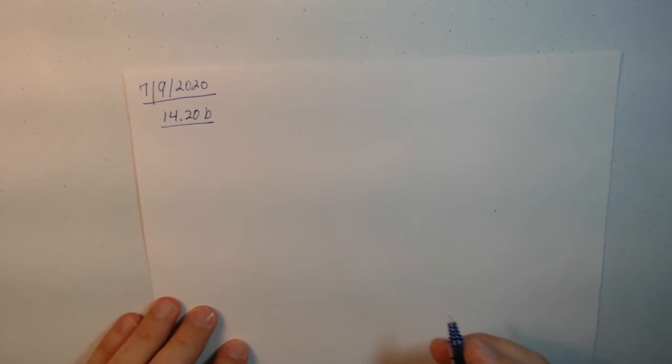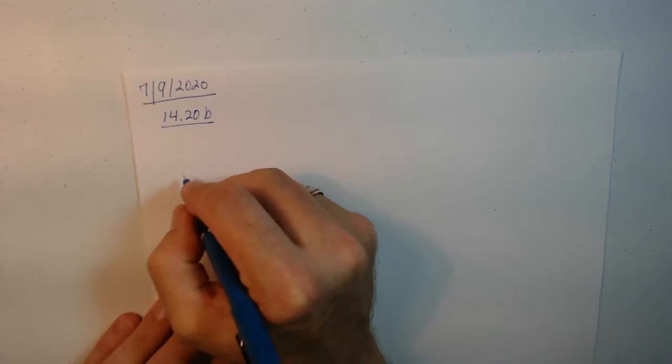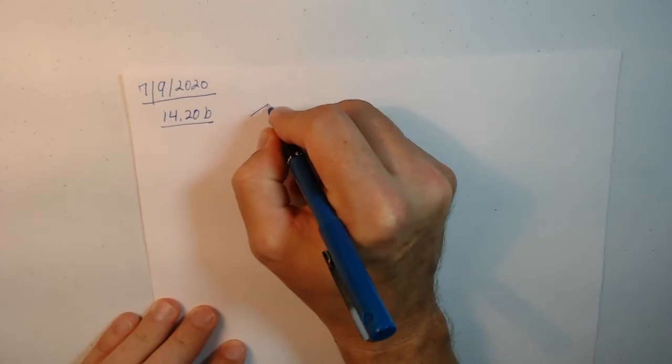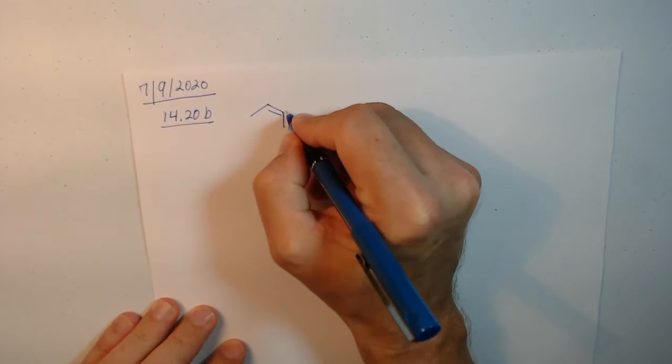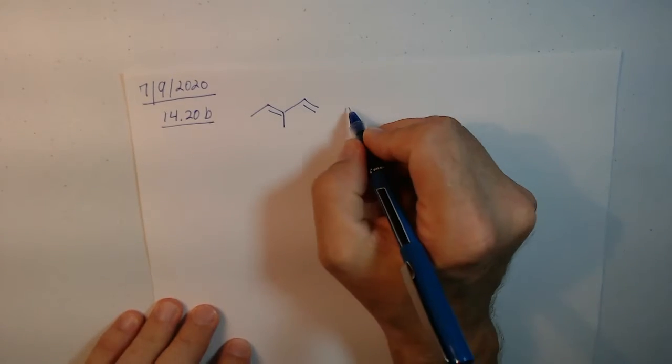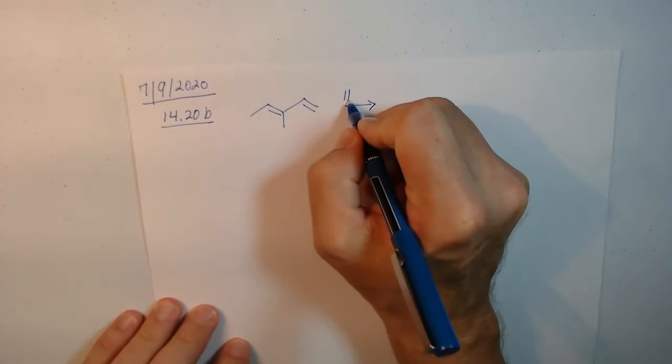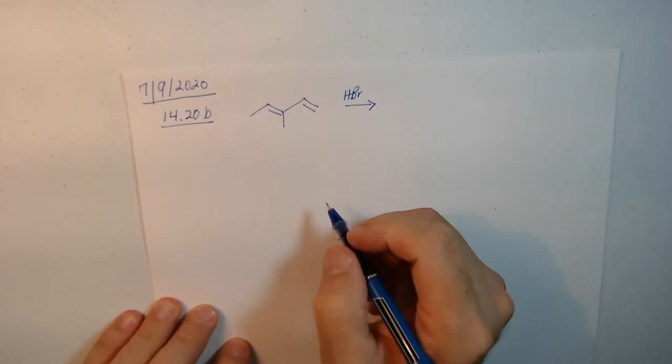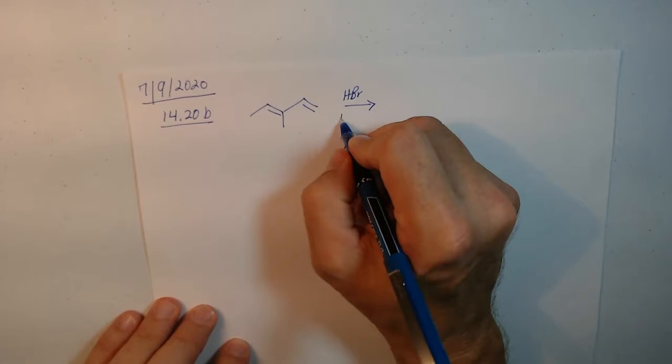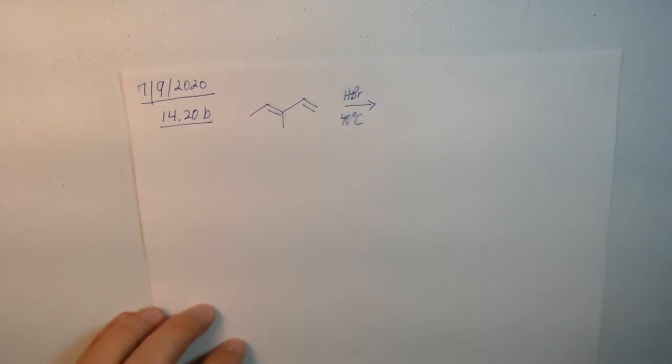Okay, it's recording now. So I'm going to work problem 14.20b. We're given the following diene. Its reaction with HBr at 40 degrees C.